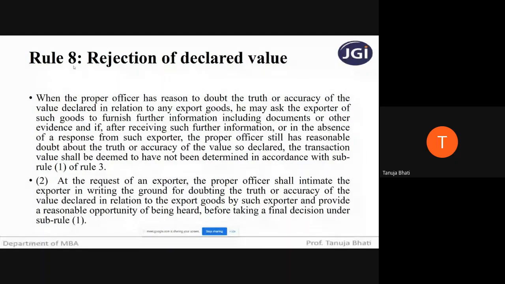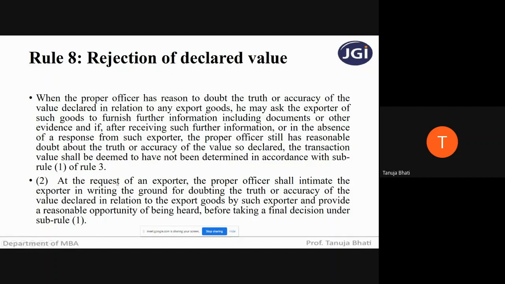Now, rule number 8 is rejection of declared value. When the proper officer has reasons to doubt the truth or accuracy of the value declared in relation to any export goods, he may ask the exporter of such goods to furnish further information, including documents or other evidence. If after receiving such further information, or in the absence of a response from such exporter, the proper officer still has reasonable doubt about the truth or accuracy of the value so declared, the transaction value shall be deemed to have not been determined in accordance with rule number 3.